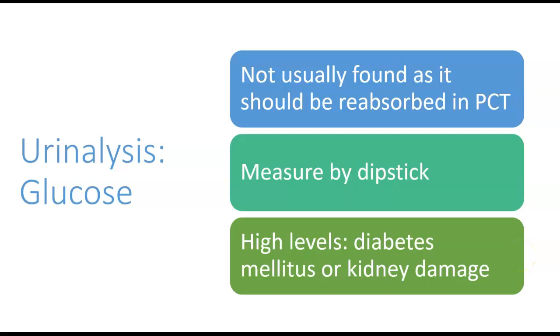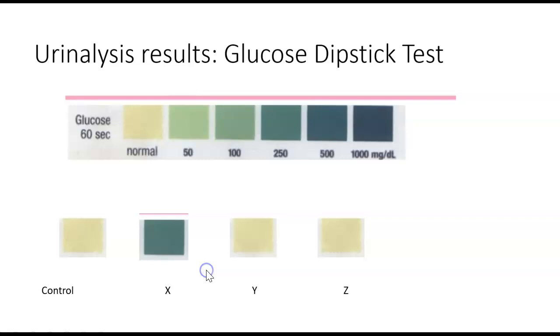Looking at glucose. Glucose is not usually found because, if you remember the urine formation activity, almost 100% of glucose gets reabsorbed in the proximal convoluted tubule. So we don't want to see any kind of glucose in the urine at the end of the collecting duct. So if we do have high levels of glucose, that can indicate that there's been kidney damage, or it can indicate diabetes mellitus. It's also measured by dipsticks.